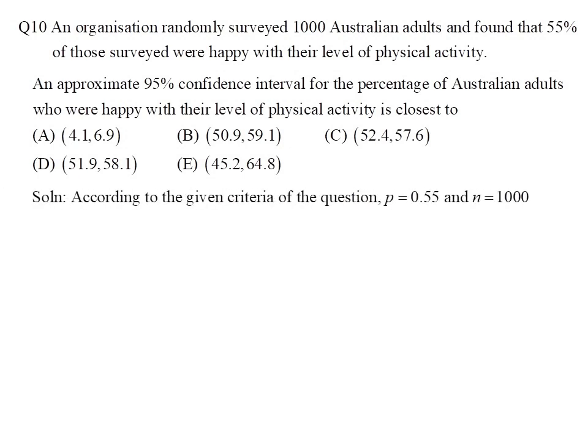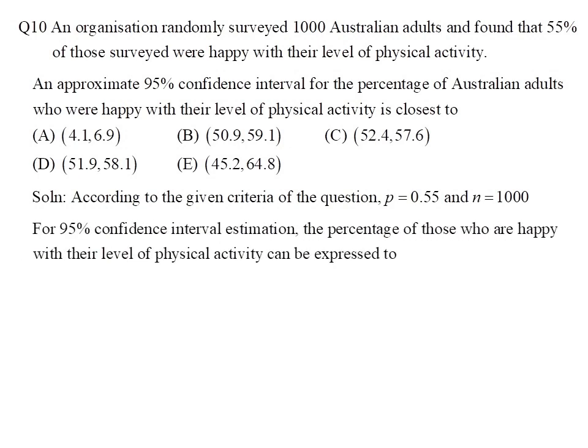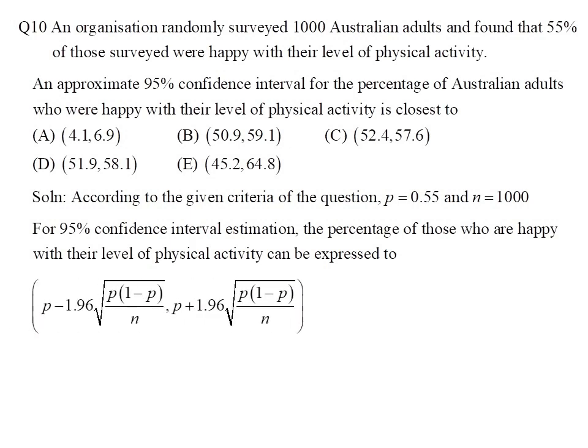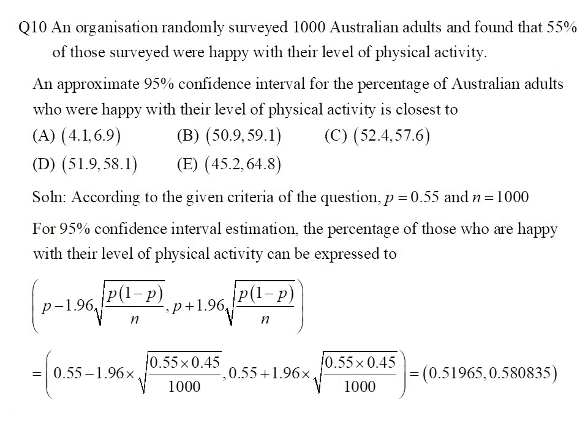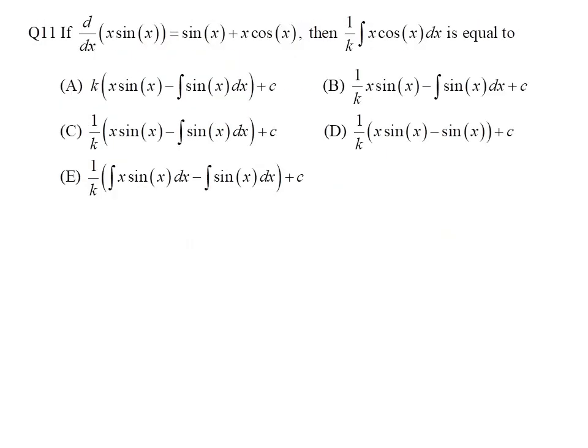According to the given criteria, the estimated interval with 95% confidence is between p minus 1.96 times the square root of p times (1 minus p) over n, and p plus 1.96 times the square root of p times (1 minus p) over n, which is from 0.51965 to 0.580835 after being calculated. So the answer for question 10 is D.